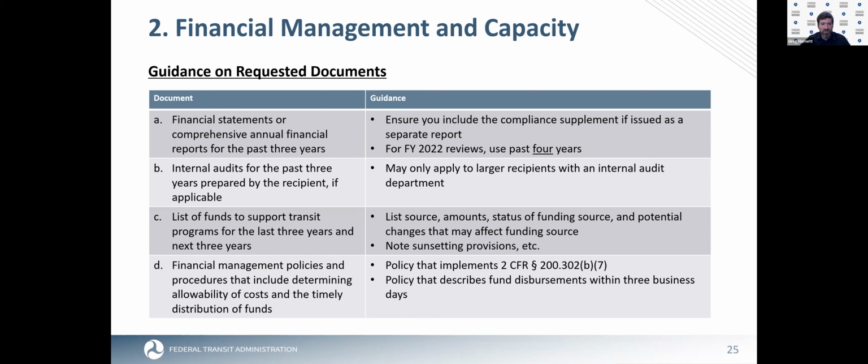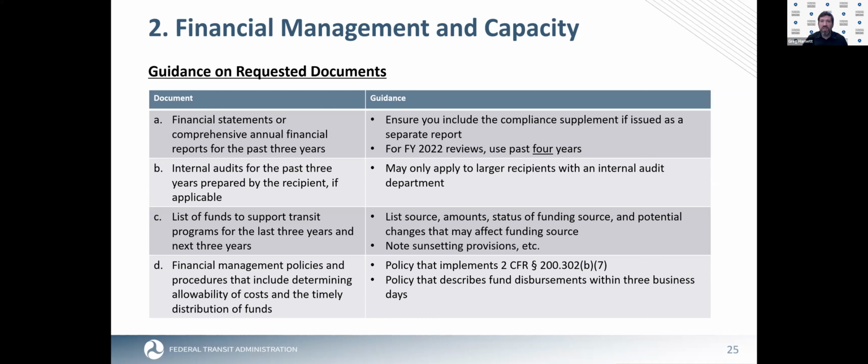Item D asks for financial management policies and procedures. Now, I'm going to actually draw specific attention to this one. I can tell you just anecdotally and based on what my colleagues have experienced, this is a very common potential finding. So please listen closely when we're talking about D.